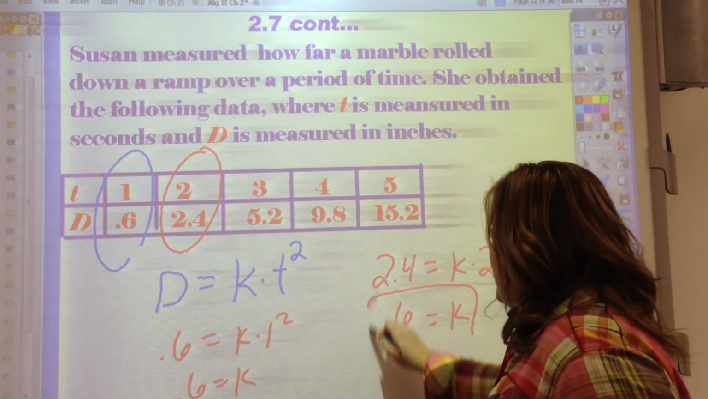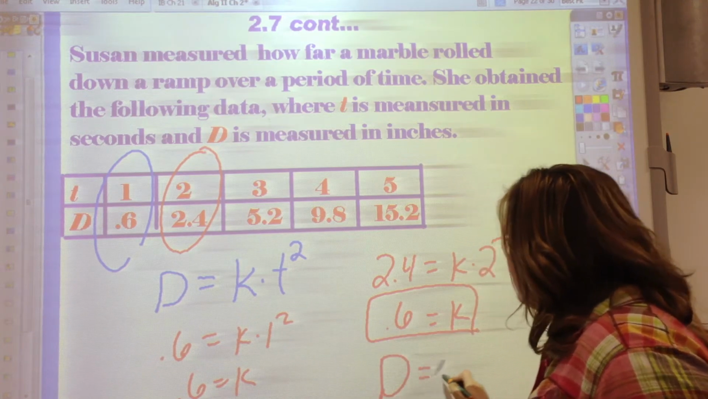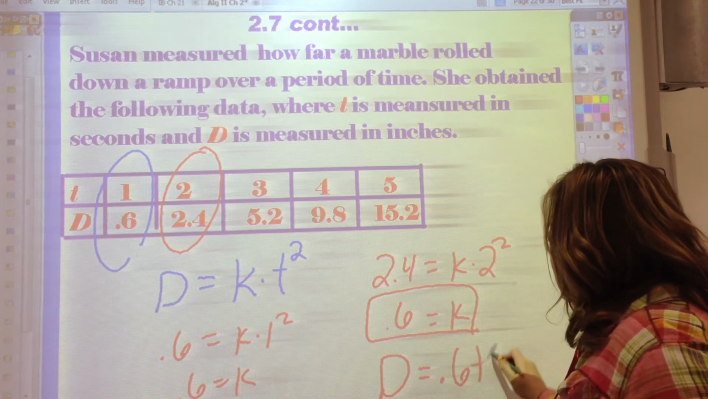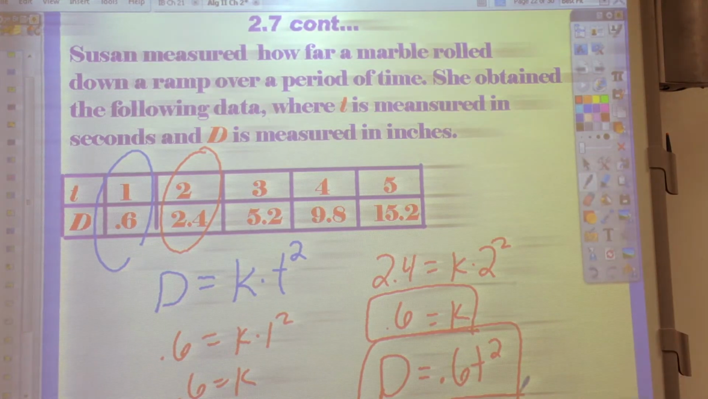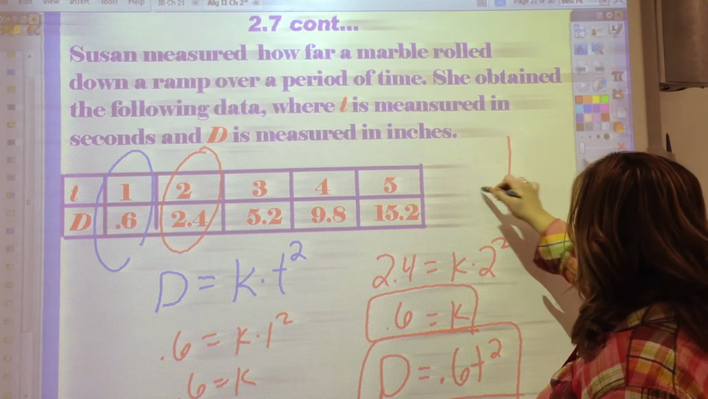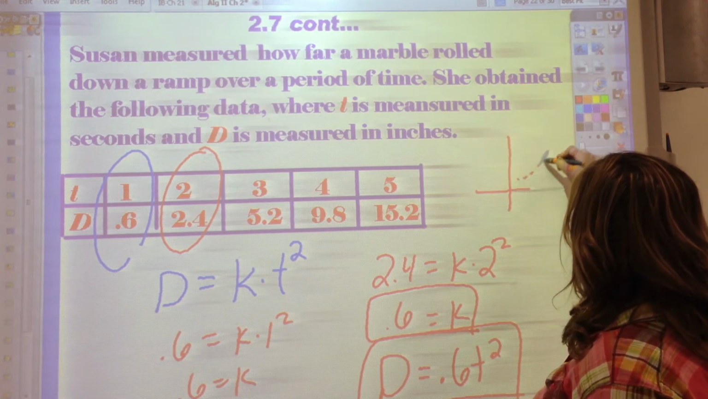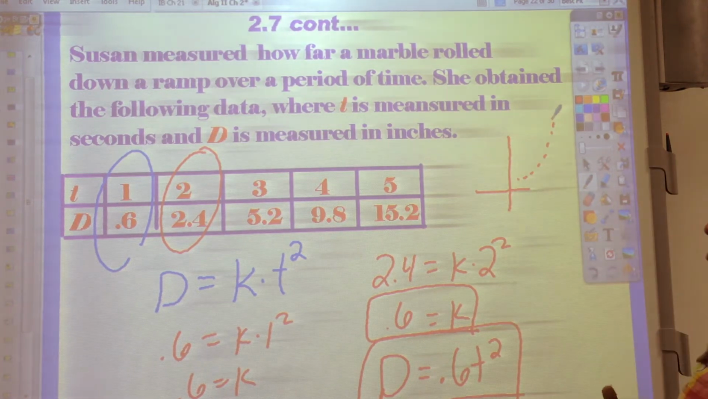So now I think I've found my K value, and I'm going to plug it back into my function, and I get this as my function. D varies directly to T squared by a constant of 0.6. Now if you graphed these points right here, they would graph in some parabolic pattern. So that's another way to double check yourself.